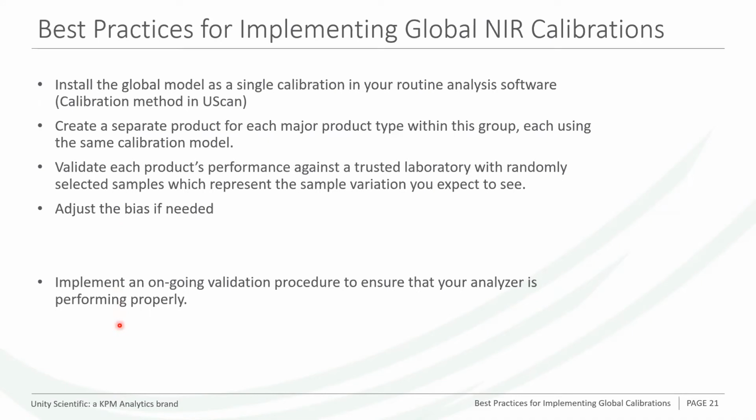And finally, strongly recommend that everybody implements an ongoing validation procedure. I like a rolling validation where you're picking 2, maybe 4 samples per month per product. You're sending it out to your reference lab, and you are looking, for example, at the last 6 months of results, and you are validating the results that you're getting from the NIR against your reference lab. Remember that the NIR is a secondary method. It's always good to touch base with your reference lab.